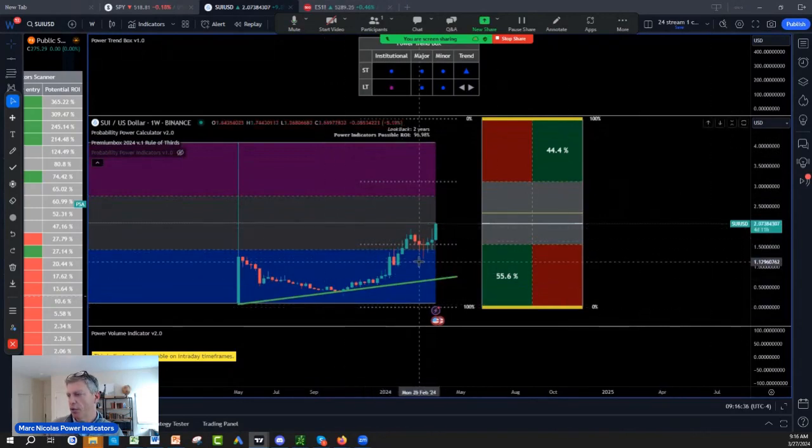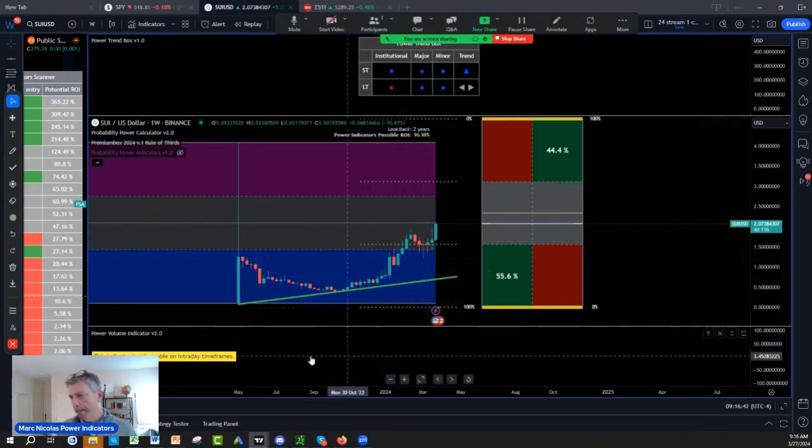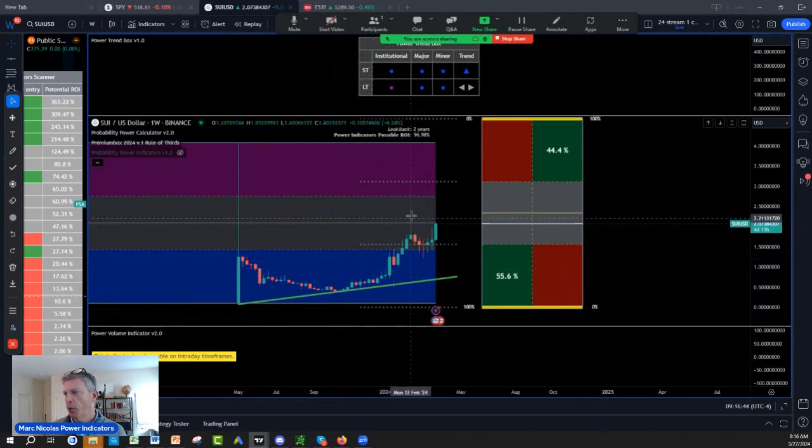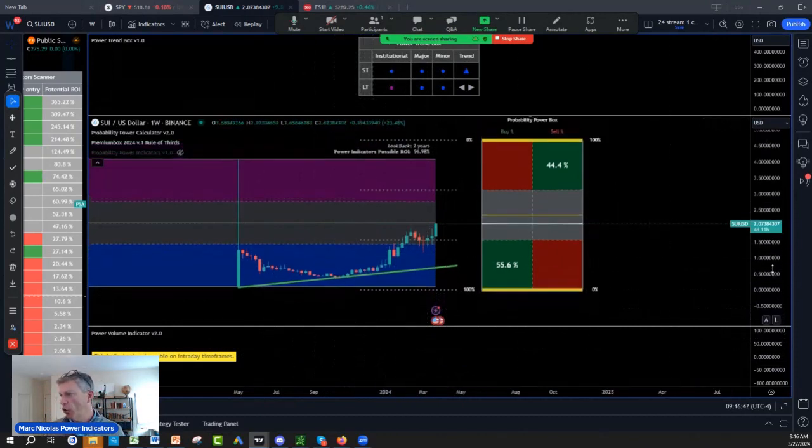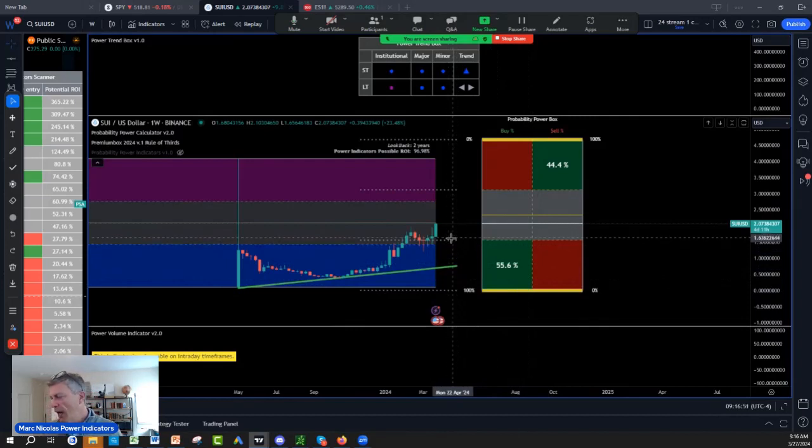They had a very nice retracement yesterday at 1.70. That low was 1.18. Buy on blue, sell on purple. We are going to give you price predictions and targets for SUI. So I am on SUI.